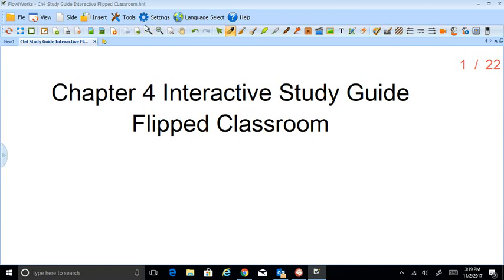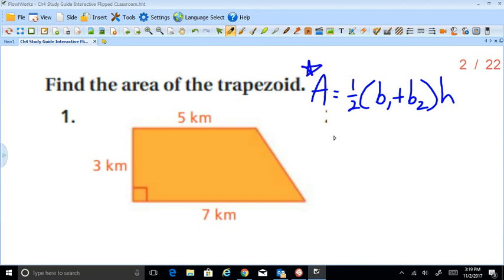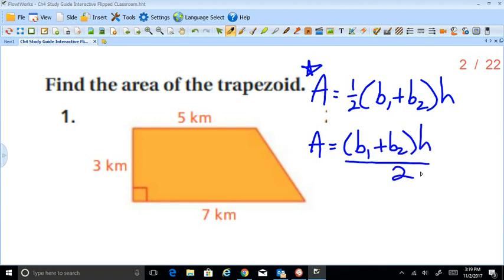Let's start with number 1. Finding the area of the trapezoid. To solve this, we need to use one of our two variations of the formula. Area equals 1/2 times the quantity of B1 base 1 plus B2 base 2 times the height. This is the one I use more frequently, but the other variation of the same formula is area equals the quantity B1 plus B2 times H divided by 2.